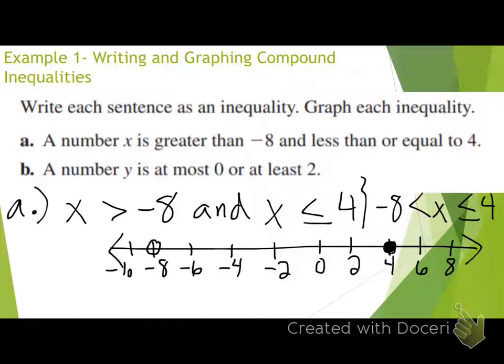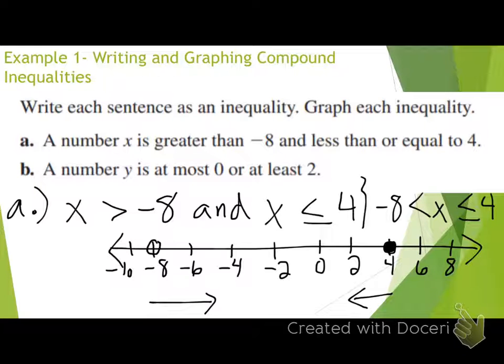Any confusion on where I put my 2 circles and whether they were open or closed? Okay. It says x is greater than -8. So would I be shading to the left or right of -8 in that case? To the right. X is less than or equal to 4. Would that be to the left or right of 4? Left.